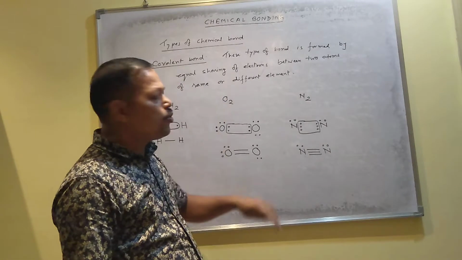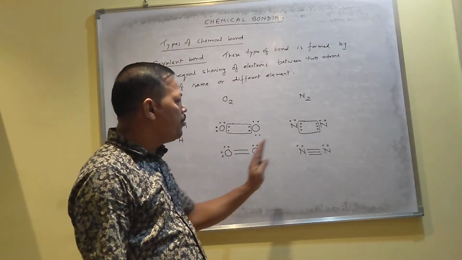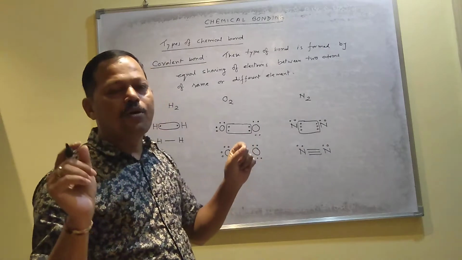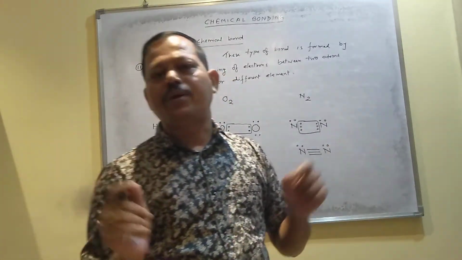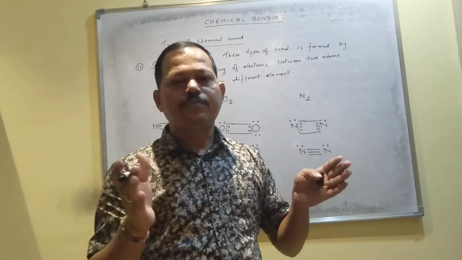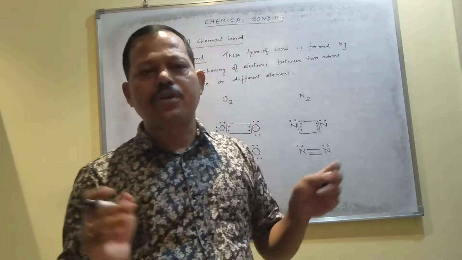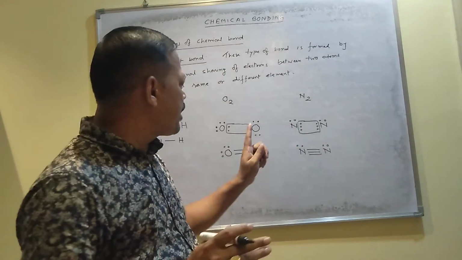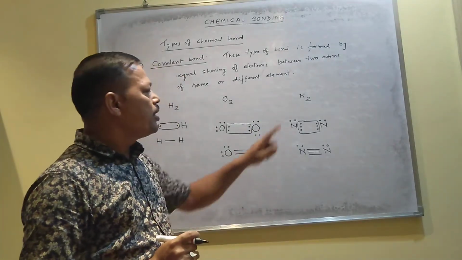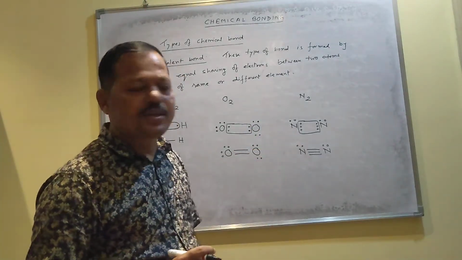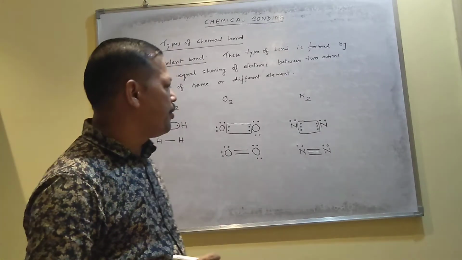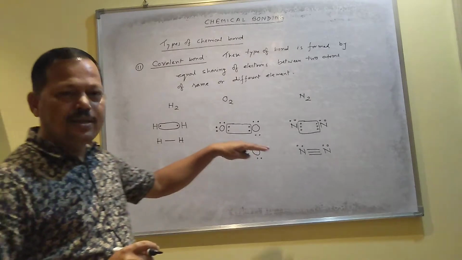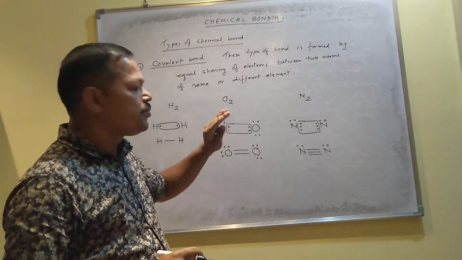So a covalent bond may be single, may be double, may be triple, depending on the number of electron pairs taking part in sharing. If 1 pair of electrons takes part in sharing, you will get a single bond. If 2 pairs of electrons take part in sharing, you will get a double bond. If 3 pairs of electrons take part in sharing, you will get a triple bond. Now I want this thing, already you have got.